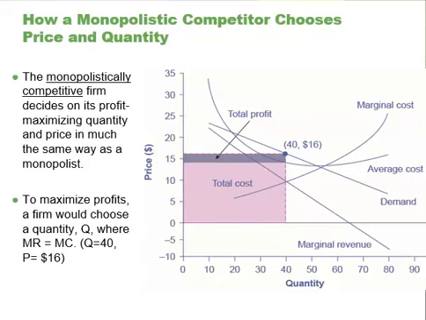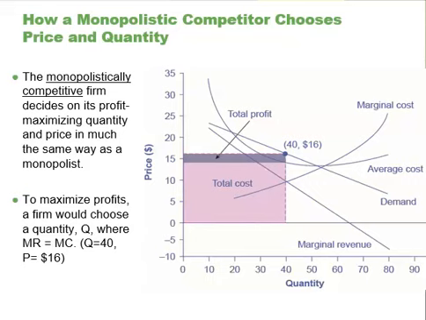The store's total revenues are the rectangle with the quantity of 40 on the horizontal axis and the price of $16 on the vertical axis. The firm's total costs are the light shaded rectangle with the same quantity of 40 on the horizontal axis, but the average cost of $14.5 on the vertical axis. Profit is total revenue minus total cost, which is the shaded area above the average cost curve. In this case, profit is $60 because total revenue is $640 and total cost is $580.